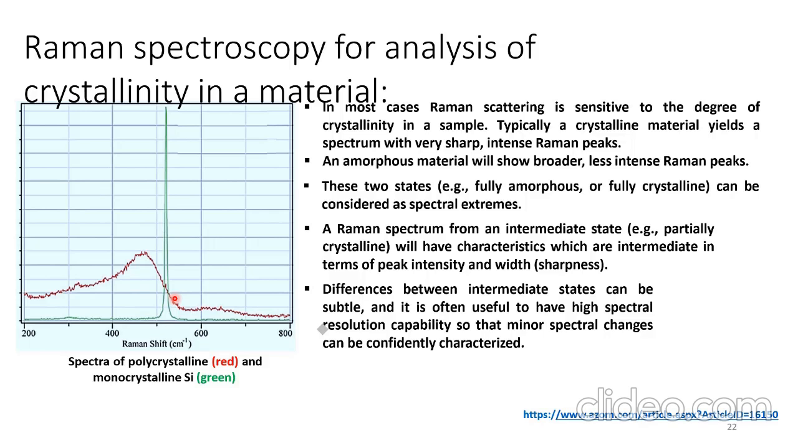So these two states, that is the fully amorphous and fully crystalline, can be considered as spectral extremes. And the Raman spectrum from an intermediate state, that is partially crystalline or partially amorphous, will have characteristics which are intermediate in terms of the peak intensity and the width or sharpness. The difference between the intermediate states can be subtle, and it is often useful to have high spectral resolution capability, so the minor spectral changes can be confidently characterized.